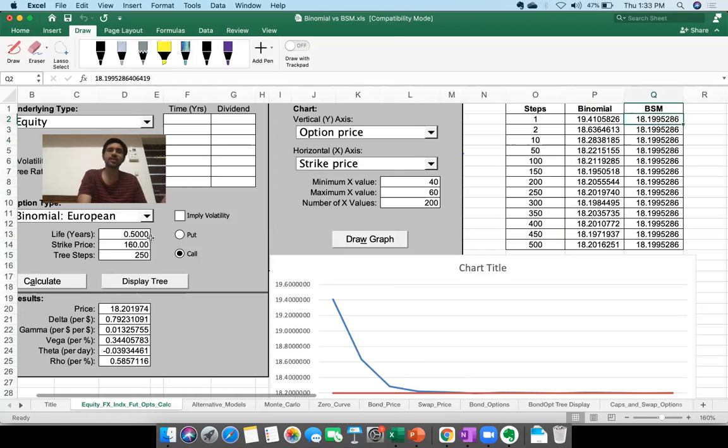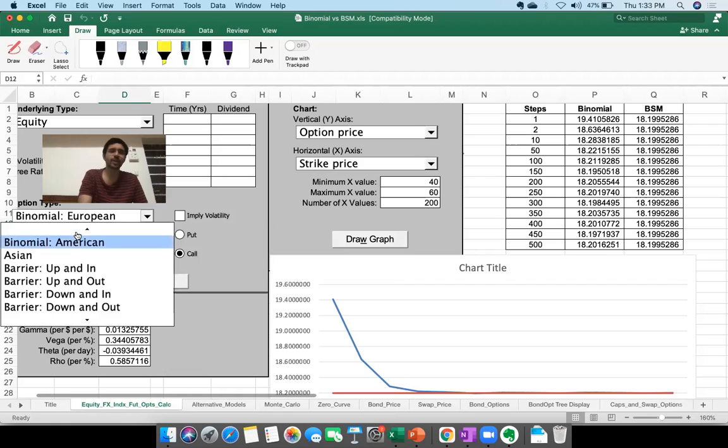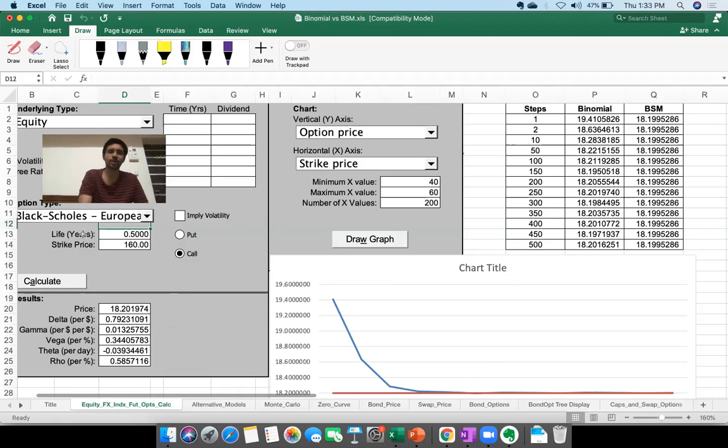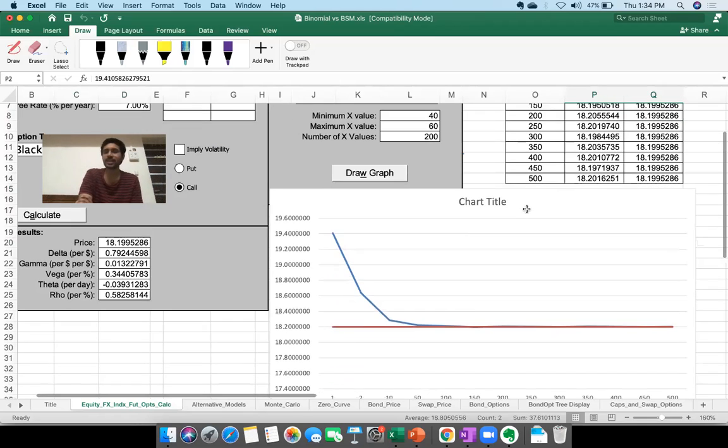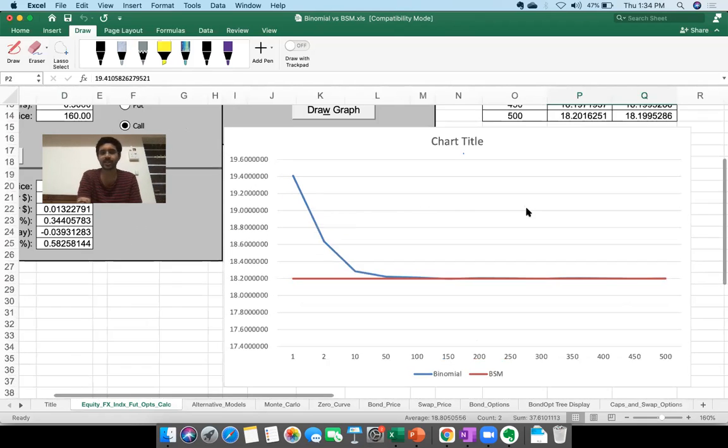For the Black-Scholes model, when I click on Black-Scholes for a European option, the time steps input vanishes. The time steps is not required as an input for Black-Scholes, it's required as an input for binomial. So the Black-Scholes answer is 18.199. I pasted that value across all the periods because Black-Scholes is independent of tree steps, but I wanted a comparison between binomial and Black-Scholes. Based on that, I plotted this graph.